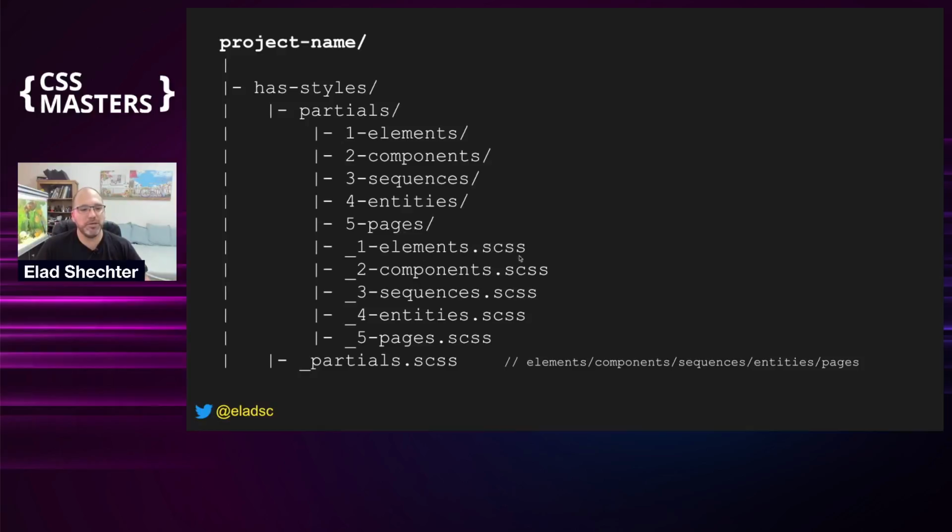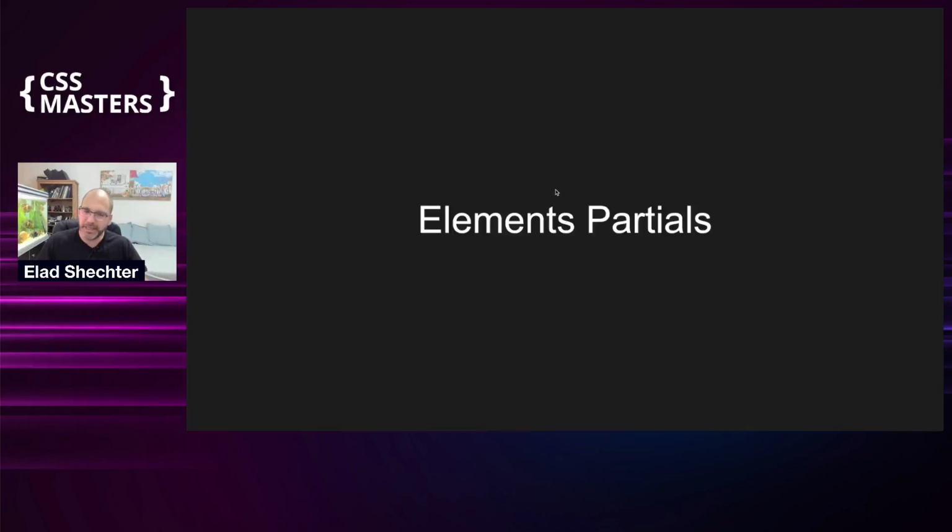As you can see here, all the main categories have their own SCSS file: elements, components, sequences, entities, and pages. Every one of them is doing import for its own files in the categories that are sitting under the elements folder, components folder, sequences, and so on. Okay, now let's talk about all of those categories.